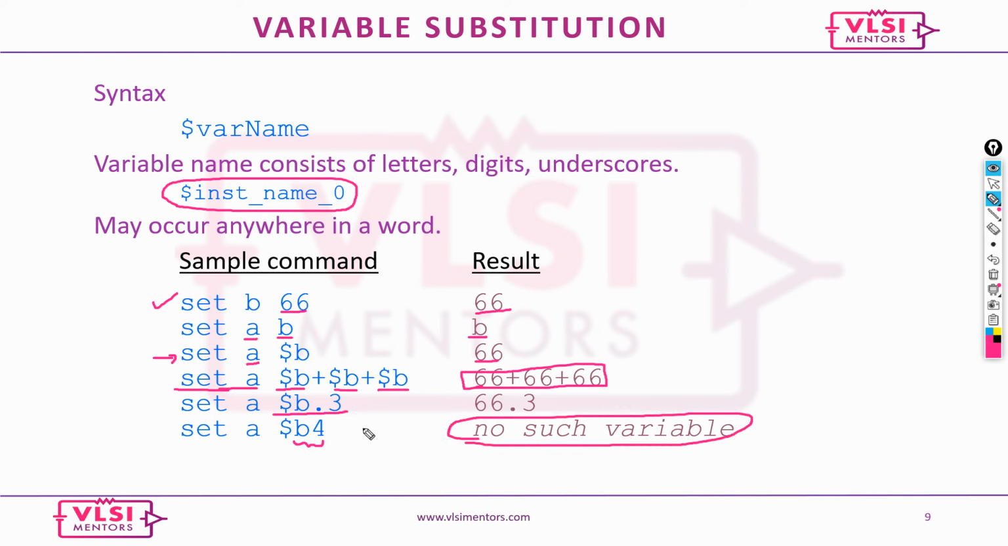Remember, you may have different things. This $b4 is a whole variable. It is considered as a whole variable, so you cannot use it unless you have defined a variable named b4. Otherwise it will error out with a message. I'll show you.